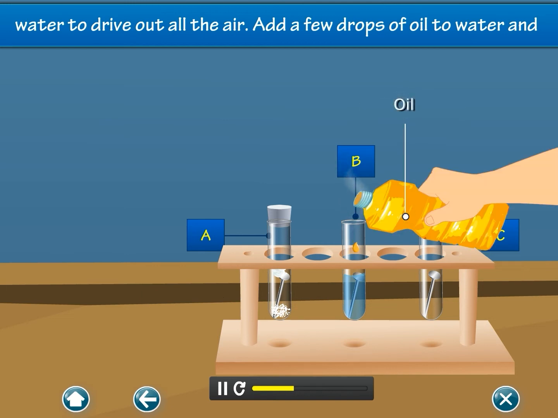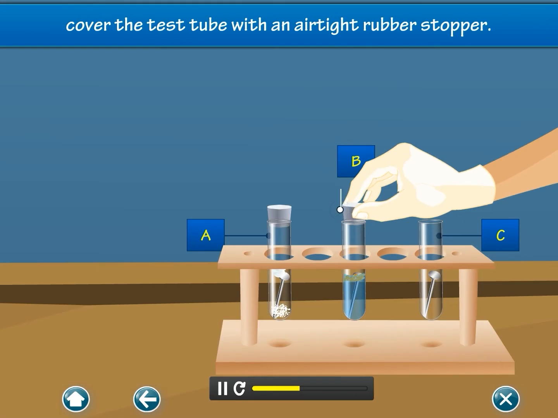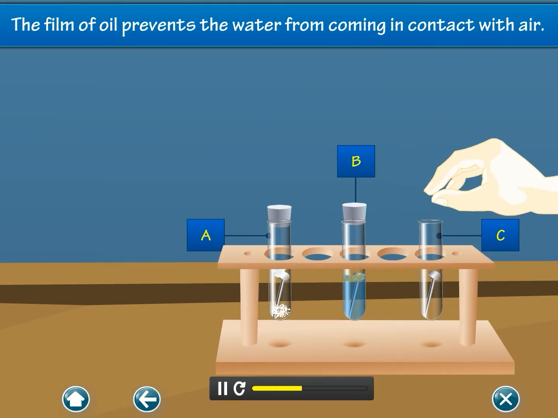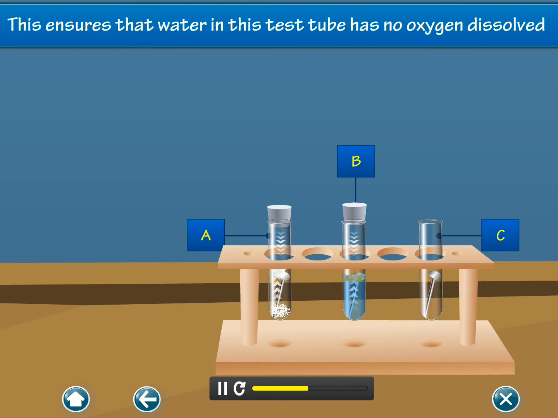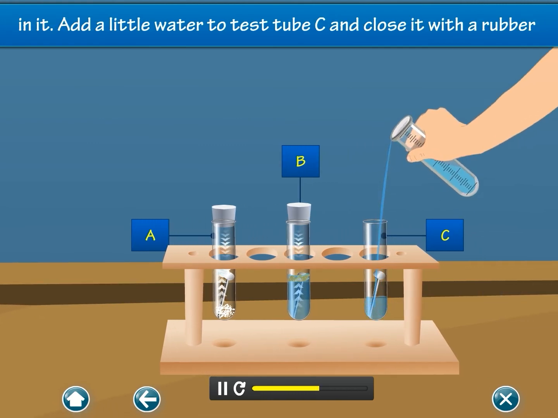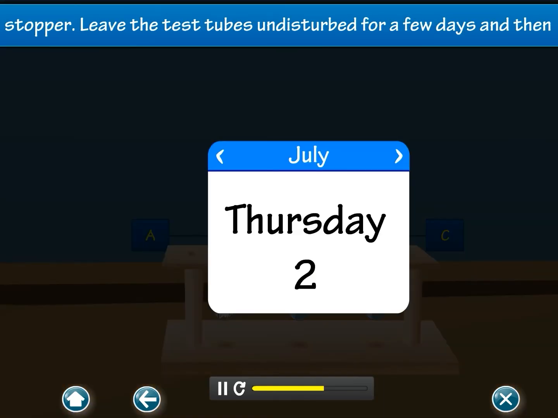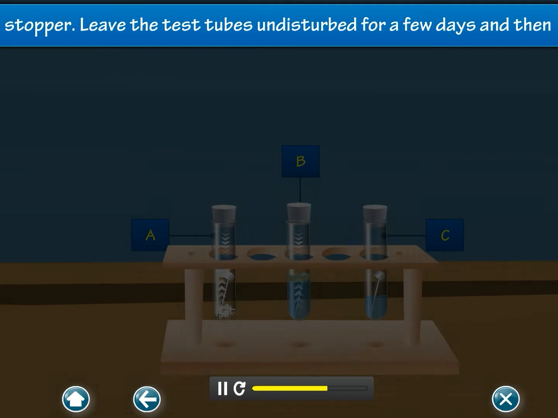Add a few drops of oil to water and cover the test tube with an airtight rubber stopper. The film of oil prevents the water from coming in contact with air. This ensures that water in this test tube has no oxygen dissolved in it. Add a little water to test tube C and close it with a rubber stopper. Leave the test tubes undisturbed for a few days and then observe.